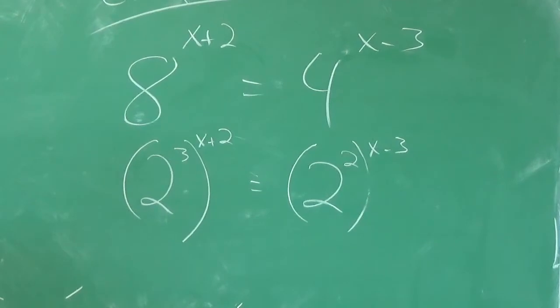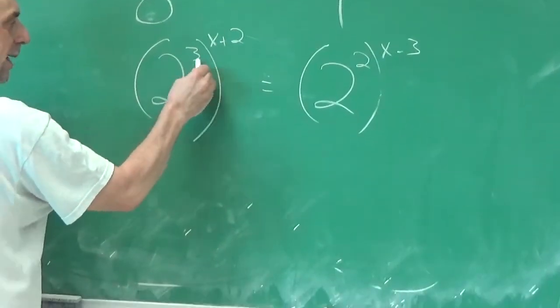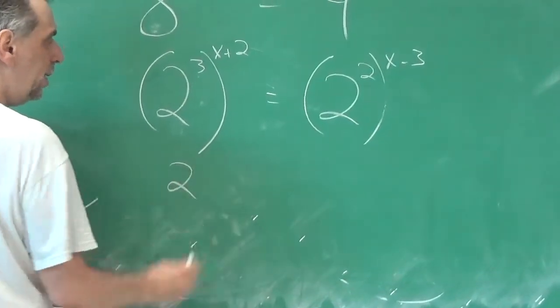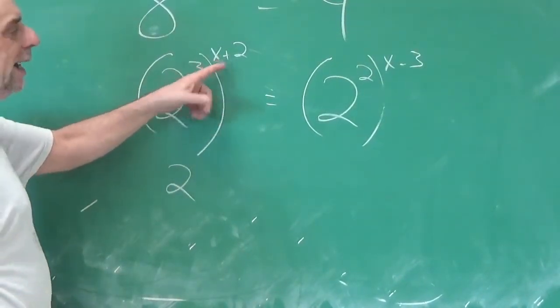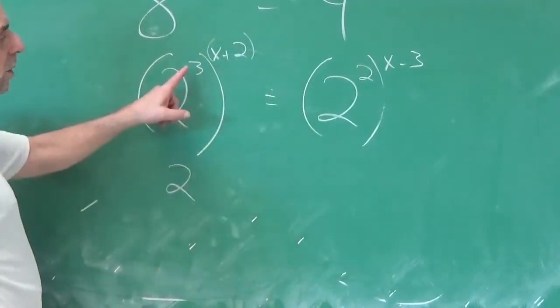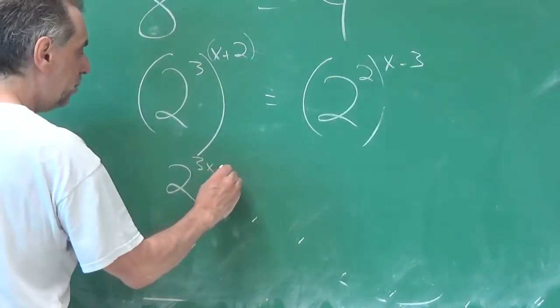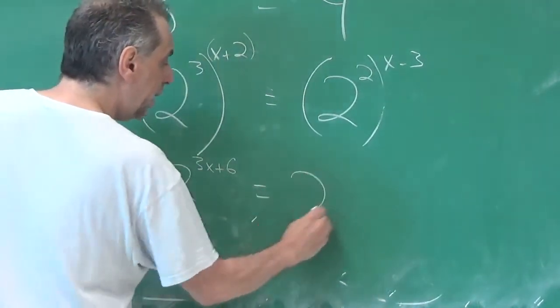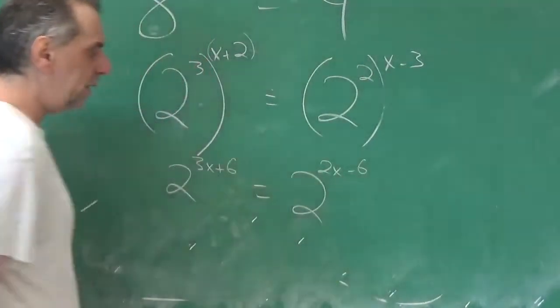So now we use the same property that we used in the previous example. We're multiplying these exponents together, so we get 2. And another common mistake is forgetting to distribute. A lot of people will put 3x plus 2 here. Got to remember that you're multiplying the whole thing. So 3 times x and 3 times 2. So we get 3x plus 6 on this side and 2x minus 6 on this side.